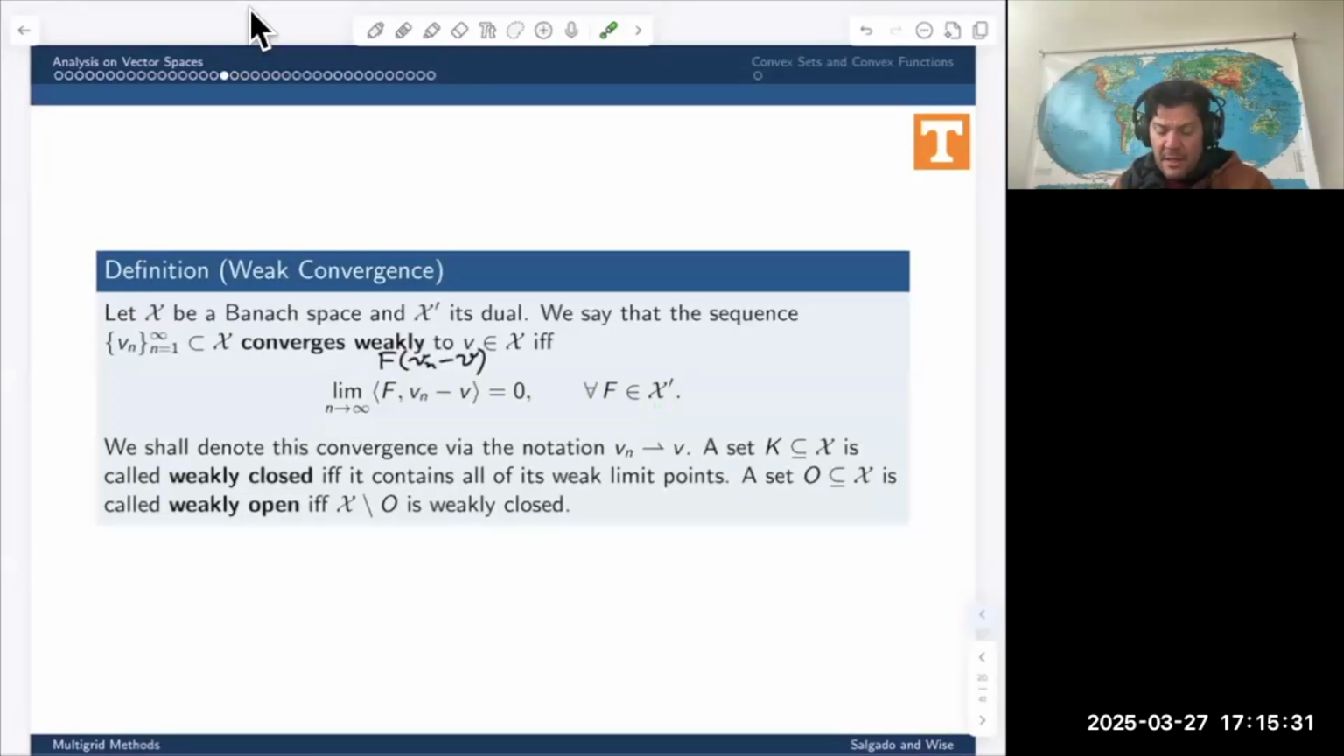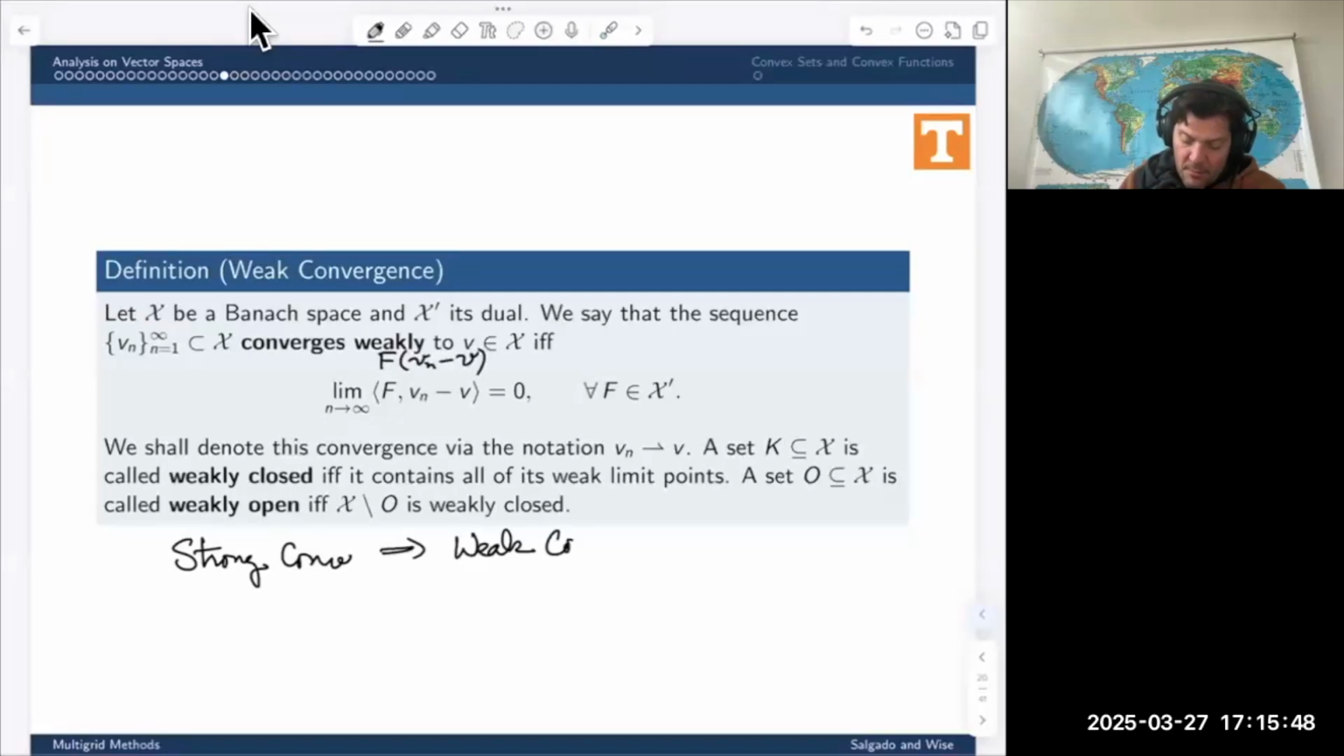So here's a neat little fact. Strong convergence automatically implies weak convergence. So let's see if we can prove this. Strong convergence implies weak convergence. How do we show this? Well, we want to show that this guy is going to get small eventually. So let's use what we know.